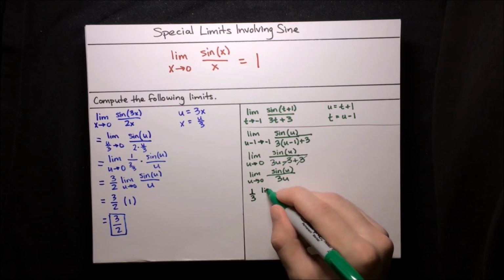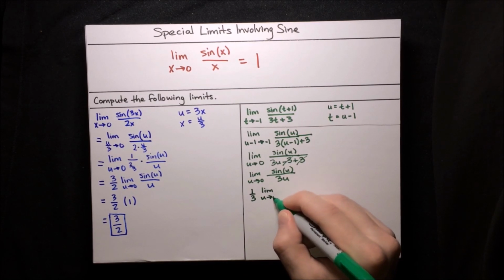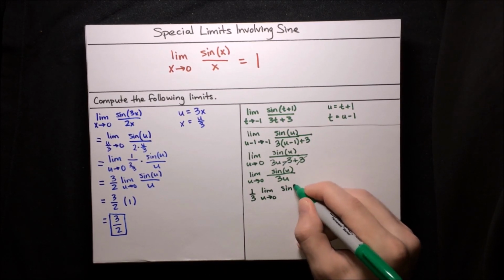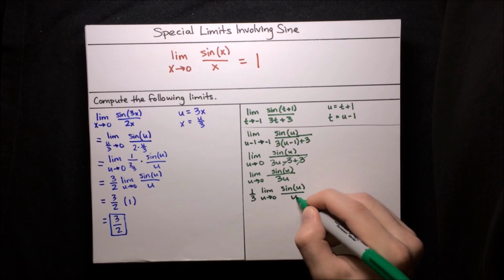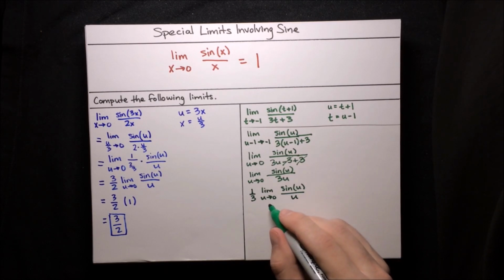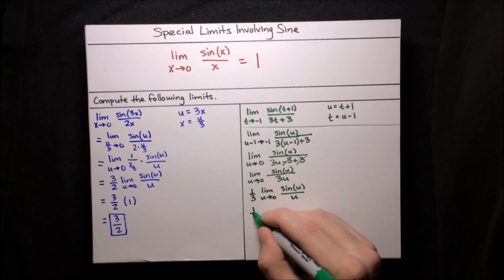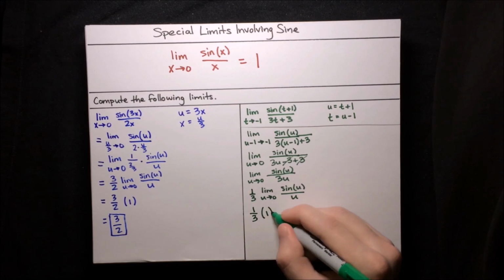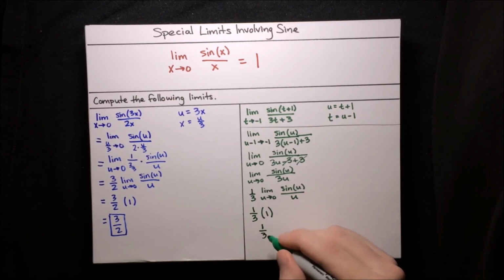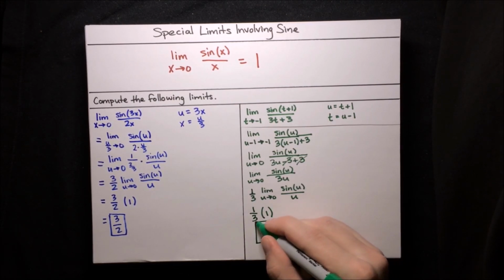1/3 times the limit as u approaches 0 of sine of u over u. And we already know that the limit as u approaches 0 of sine of u over u is just 1. So 1/3 times 1, that equals 1/3. So there we go. That is the value of our limit.